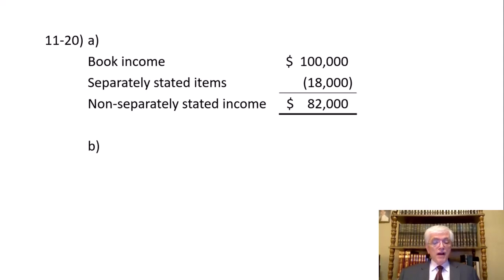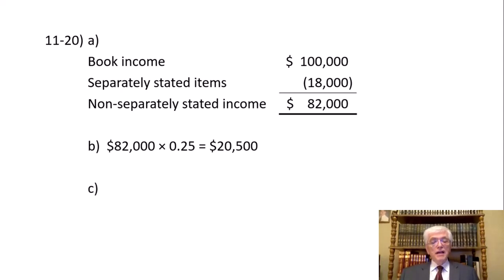What would be the share of this year's non-separately stated income or loss items for James Billings, one of Kit's shareholders? They said there are 4 shareholders, each owning 25% of the corporation. So take that 82,000, multiply by 25%, and you get 20,500. That is James's non-separately stated income from the corporation.